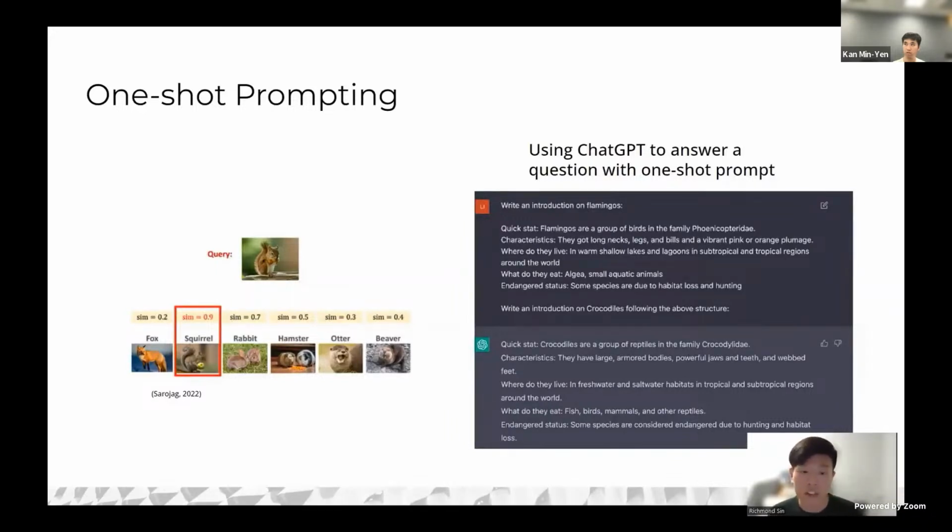And in the context of natural language processing, ChatGPT can answer the question for one-shot prompting by giving it the format that I want it to reply in, in the form of a quick set of characteristics, such as what they eat, and so as to identify the animal. With the same example and same context of writing an introduction, instead of asking it just on crocodiles, I want it to write an introduction to crocodiles in the above structure. And as you can see, the bottom response follows the format.